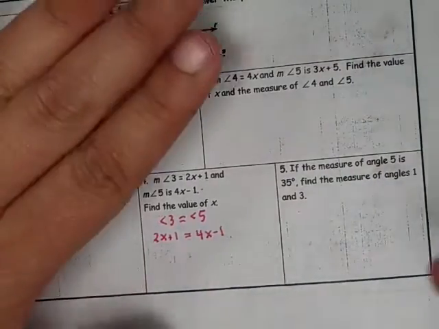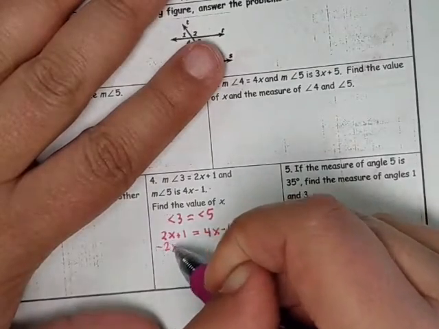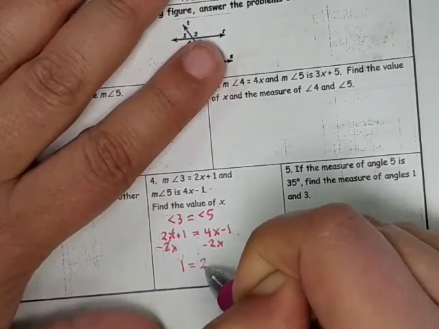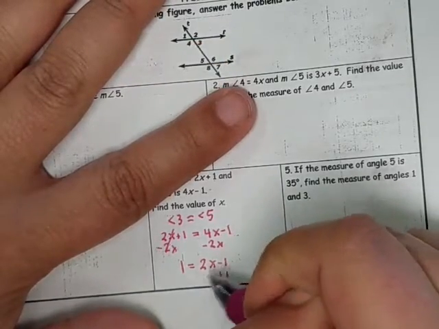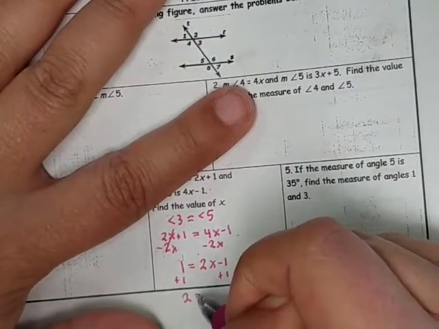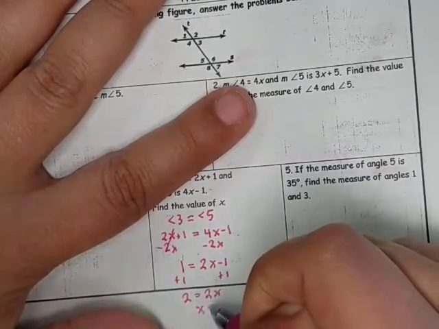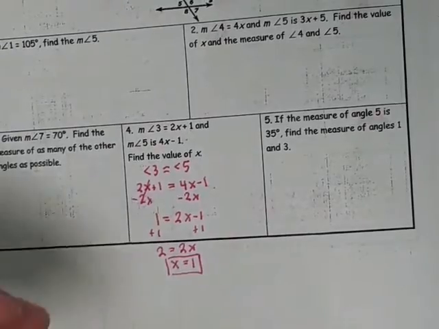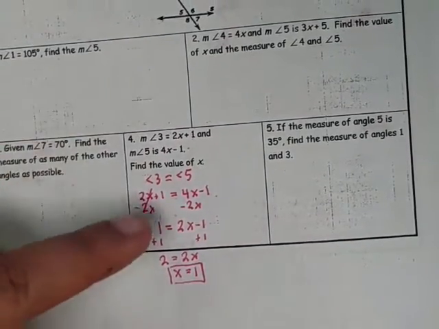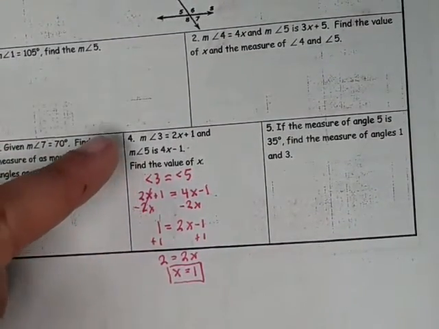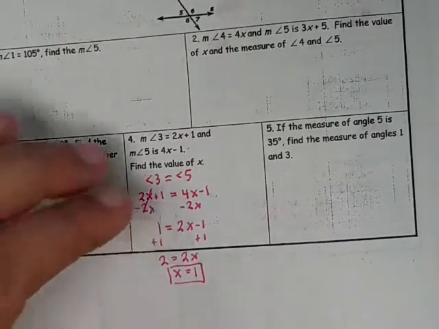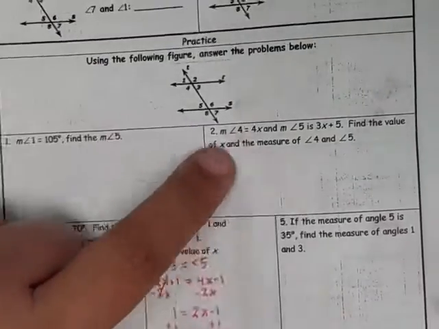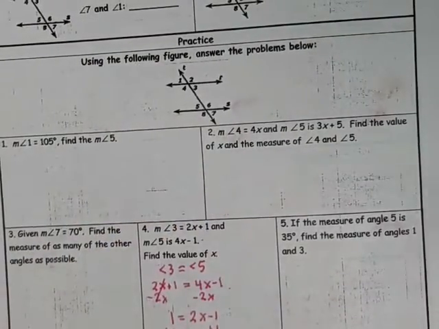So it's just a two-step equation. Actually, it's a three-step equation. Subtract 2x, so 1 equals 2x minus 1. Add 1 to both sides. So 2 is equal to 2x, so therefore x has to be 1. So what I did was I used my skills of knowing alternate interior angles for this problem, and then I used my equation skills to solve for the value of x. And you'll do the same thing for these problems down here as well.